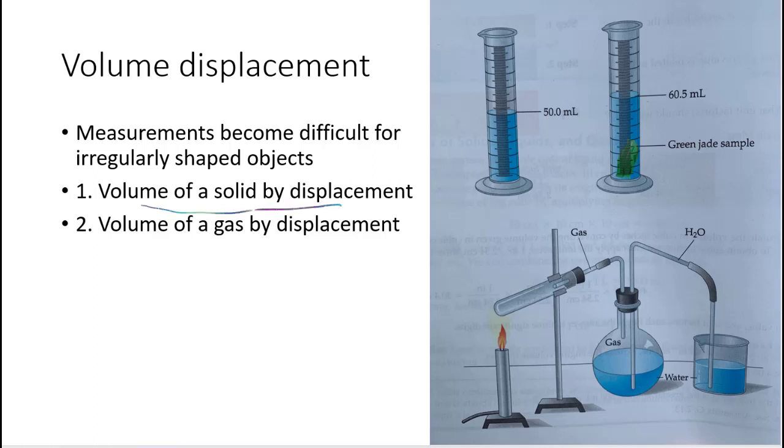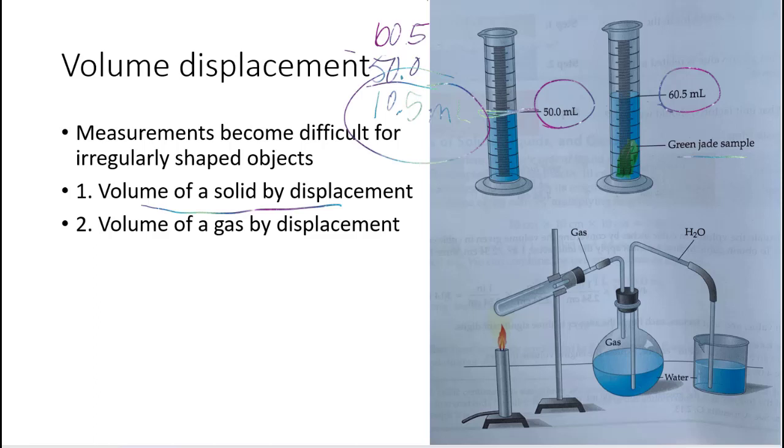And over here to the right, we can see that we have an initial volume of 50.0 milliliters. And then I put in this green jade sample and the water rose to 60.5 milliliters. So we can find that difference by simply subtracting those two. So 60.5 minus 50.0. And we can see that this is going to be 5 minus 0 is 5, and 60 minus 50 is 10. And we know that when we are subtracting or adding, we are significant to the placeholder that they have in common. So in this case, it would be to the tenth. So we would say that that volume is 10.5 milliliters.